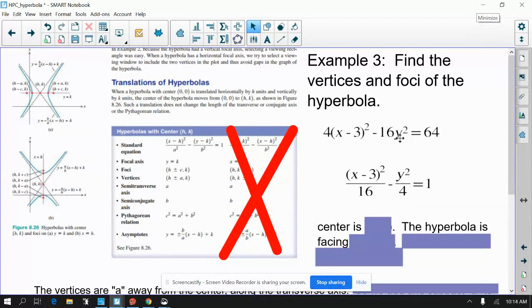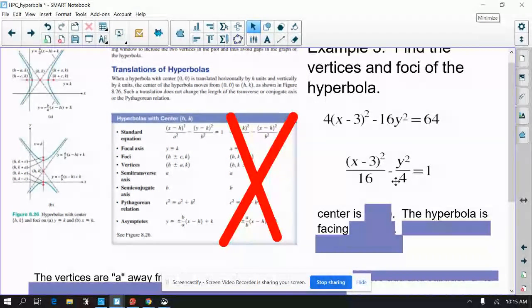And when I divide by 64, the 4 will cancel out with the 4 that's in here. 64 is 4 times 16. So when that 4 cancels out, I'm left with really just division by 16. And 16 is also a factor of 64. It's 16 times 4. So when I divide by 64, the two 16s cancel out, leaving me with 4. Now it's in standard form.